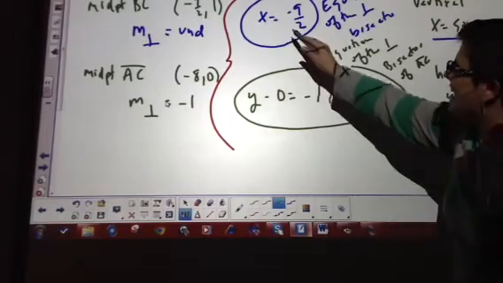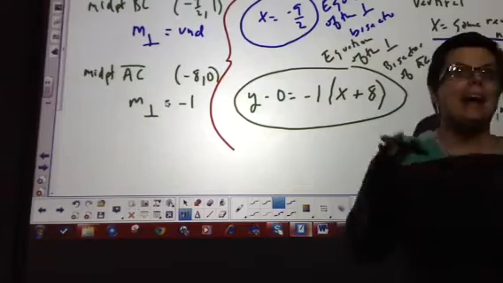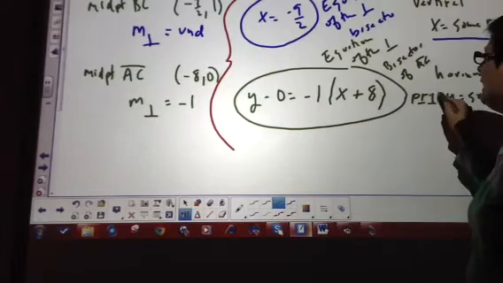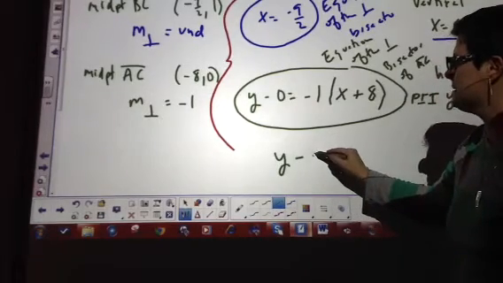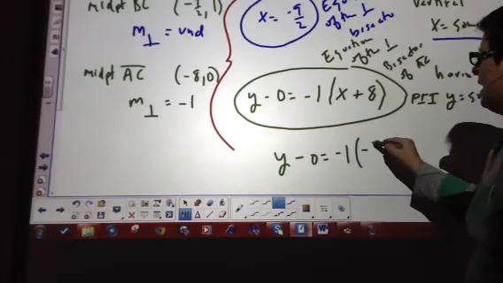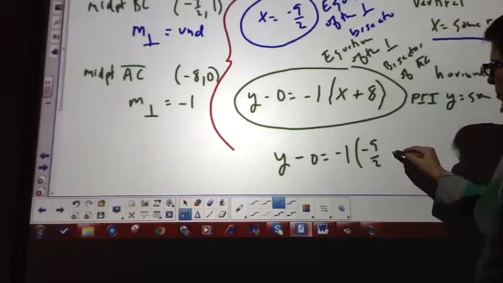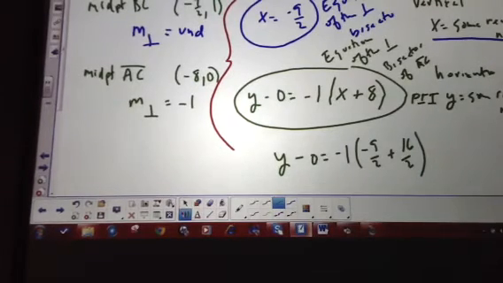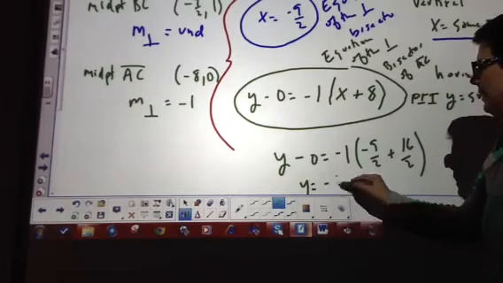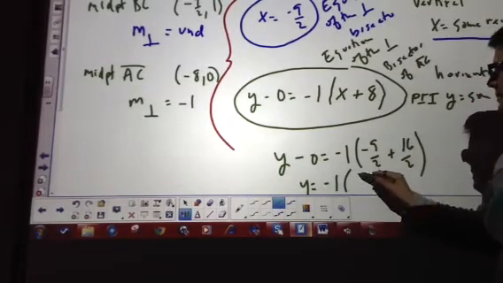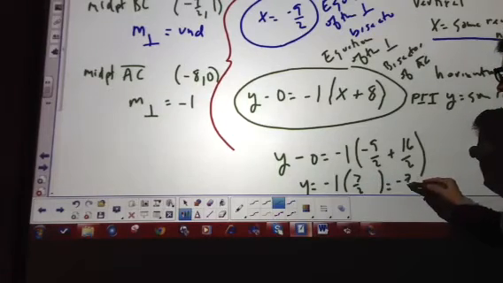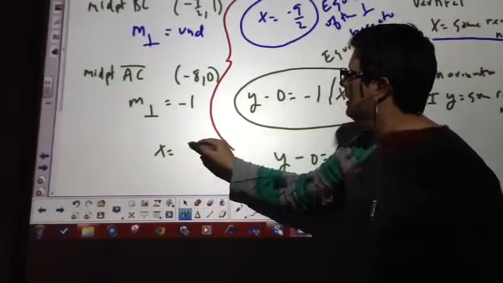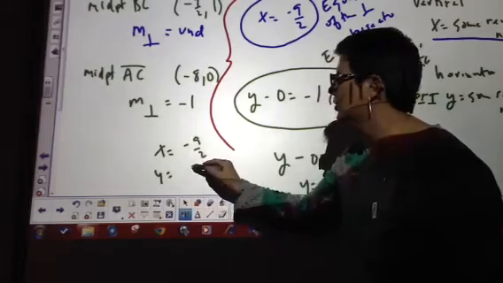So in this sense, I have x is equal to -9/2. I mean, I have my x coordinate. So now I just plug it in. I take y minus 0 is equal to -1 times -9/2 plus 8, and that into halves is 16/2. So last time I checked, I have y equals -1 times the quantity 7/2, and so that's minus 7/2. So that means that my x solution is -9/2. My y solution is -7/2.